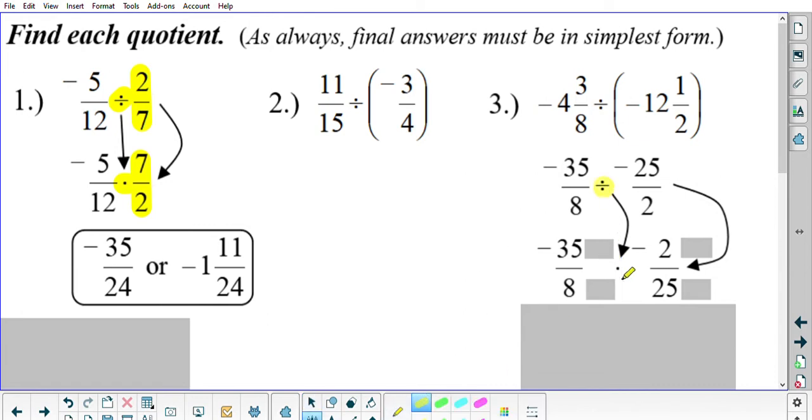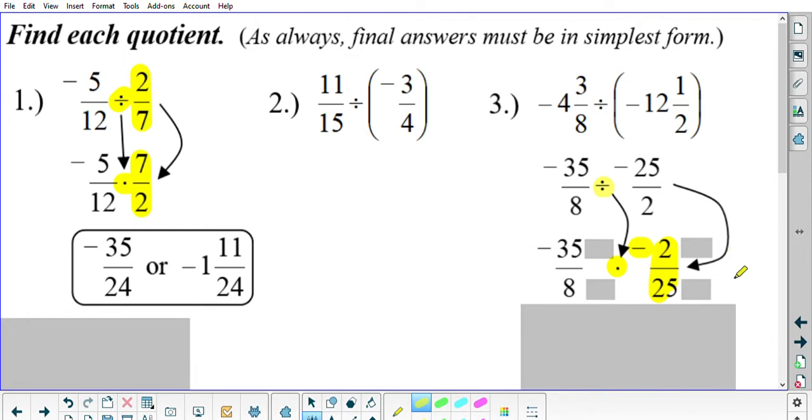Division becomes multiplication. The second fraction becomes its reciprocal. I like to keep my negative signs in the numerators. I could have put it in the denominator. There's nothing mathematically that says you're not allowed to do that. But traditionally, I seem to find that negative signs usually end up remaining in the numerator, so that's the way that I choose to do it.